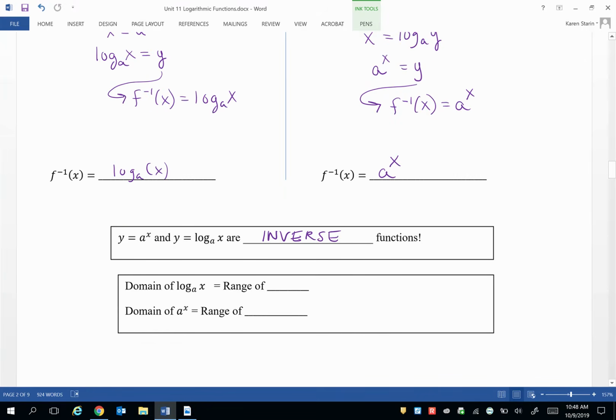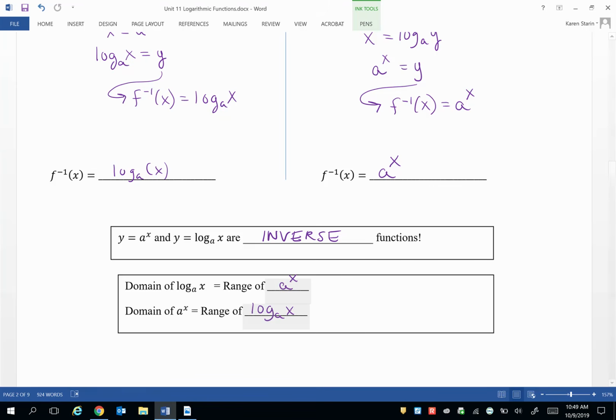So the domain and the range. The domain of log base a of x is equal to the range of its inverse, so it's equal to the range of a to the x power. Also, the domain of a to the x is equal to the range of its inverse, so it's equal to log base a of x's range. And that's from previous units.